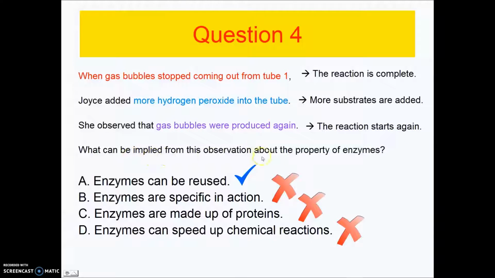So, what property of enzymes can be implied from this observation? So probably it should be A. Enzymes are reusable because once the reaction is complete, the enzyme remains unchanged. And when we add more substrate to the enzyme, the reaction can start again. So question 4 is A.